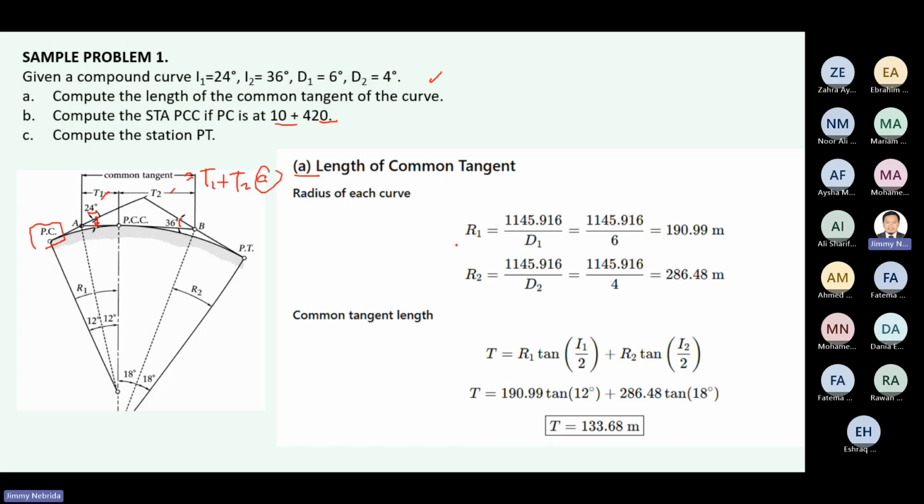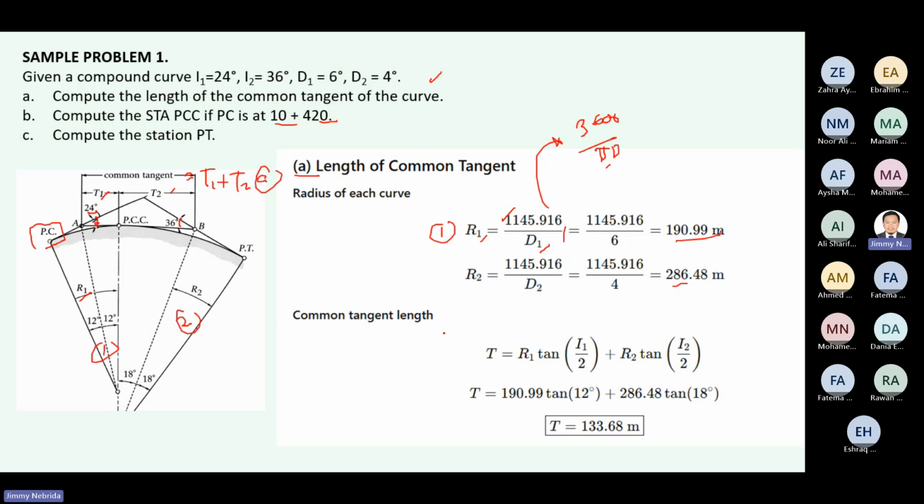So starting from the first curve, R1, we can use this formula, 1145.916, or we have the formula of this one like 3,600 over pi D, right? But you can use this one either way, because 3,600 divided by pi is 1145.916. We are computing for the first radius, then we use the first degree of curve. We have this one as our radius of the first curve, and the radius for the second curve is bigger. You have 286. So this is the second curve, this one is the first curve.